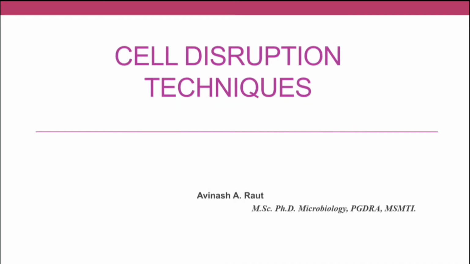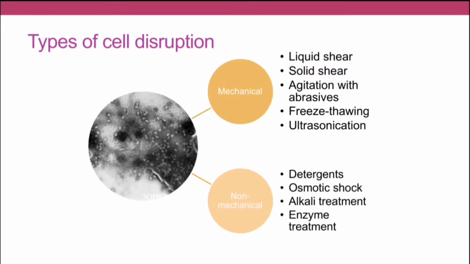Good morning, friends. Today we are going to study the cell disruption techniques. Now, the types of cell disruption, if you see, are mechanical and non-mechanical treatments. In mechanical treatment, liquid shear is used, solid shear can be used, then agitation with abrasives, freeze thawing, and ultrasonication. These are the mechanical methods.